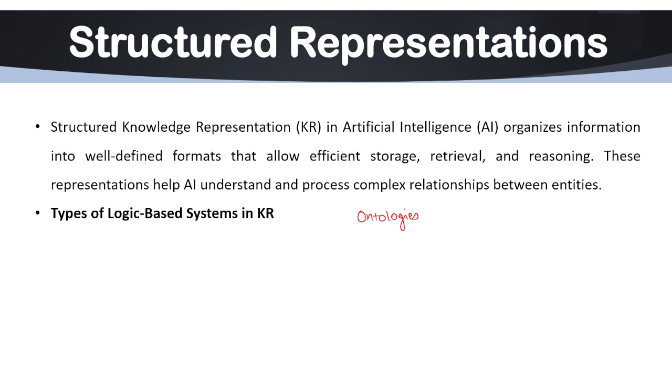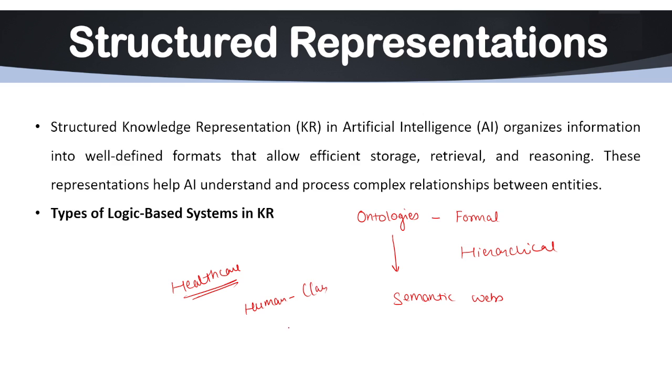Ontologies. So students, ontologies are basically a formal and hierarchical structure, defining concepts and relationships, and these are widely used in semantic webs. For example, if we talk about a healthcare ontology, clear? We have human, that is a class. We have doctors, a subclass of human. We have patients, that is also a subclass of human.